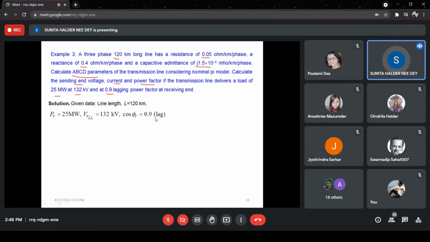And the equations of the ABCD parameters are applicable on a per-phase basis, right? So we can apply those ABCD parameter equations only to phase quantities, not to line quantities, because ABCD parameters do not exist for line quantities, only for phase quantities.